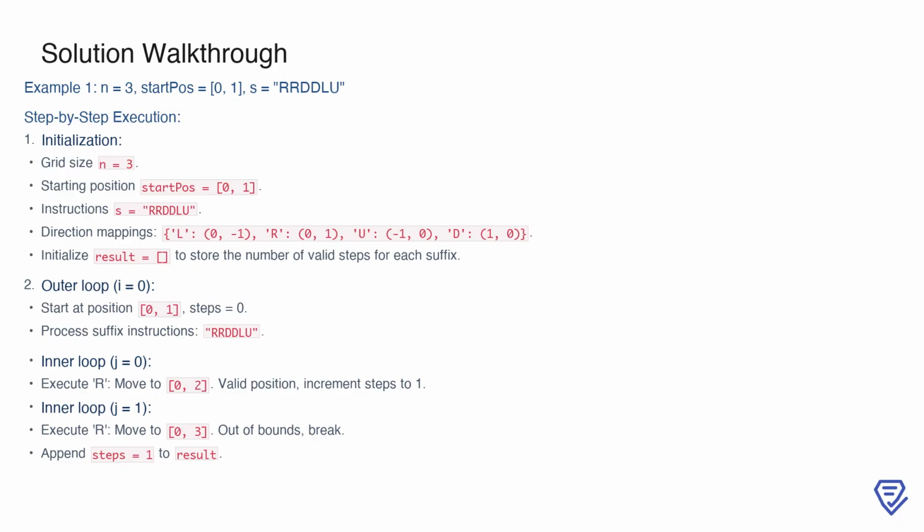Now, beginning with the first suffix at index 0, we process the entire string rrddlu. Starting from position 0, 1, with 0 valid steps, the first instruction, R, moves us to 0, 2, which is valid, so we increment the step count to 1. However, the next instruction, another R, tries to move us to 0, 3, which is outside the grid boundaries, so we stop processing this suffix and append the result, 1, to our list.